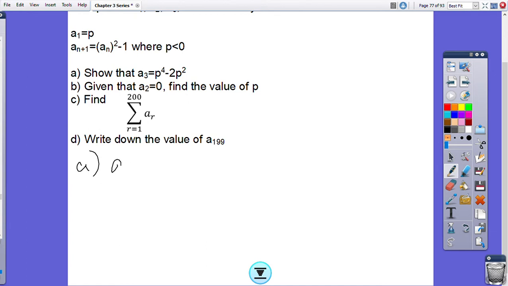So we've said a1 is p. a2 is going to be, well, we're going to take the p and we're going to put it in here.